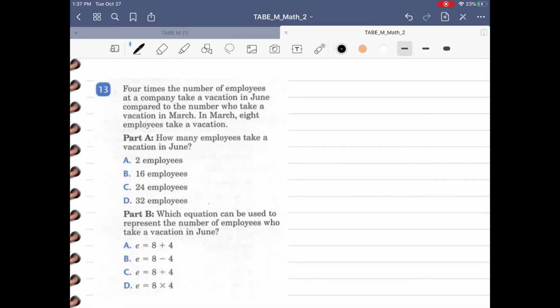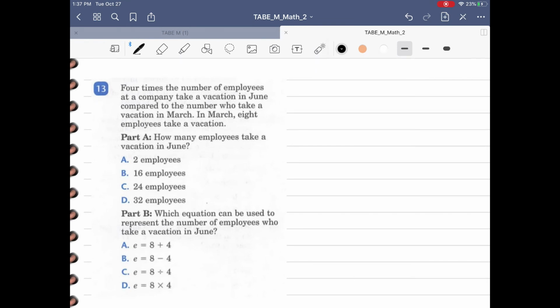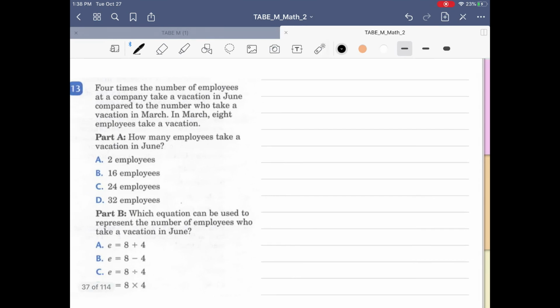Number 13. 4 times the number of employees at a company take a vacation in June compared to the number who take a vacation in March. So they're saying that June is 4 times March. And that makes sense. Kids are off in the summer. I can see that.